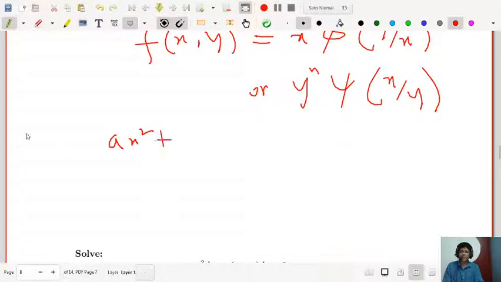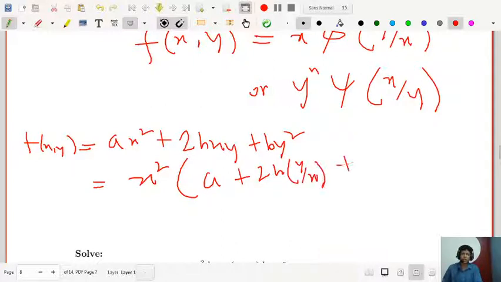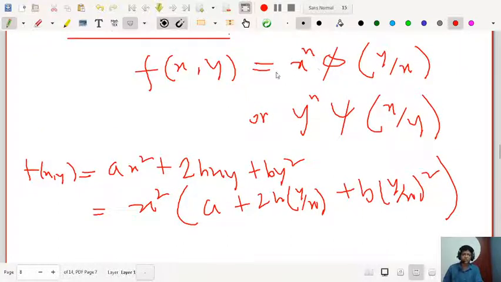Let us suppose that f(x,y) is given by ax² + 2hxy + by². That is a homogeneous function of second degree. Let me show you. If you take x² common, you get a + 2h(y/x) + b(y/x)². Look at that, it is a function of y by x, so it is expressible in this form. So this is a homogeneous function of degree 2.